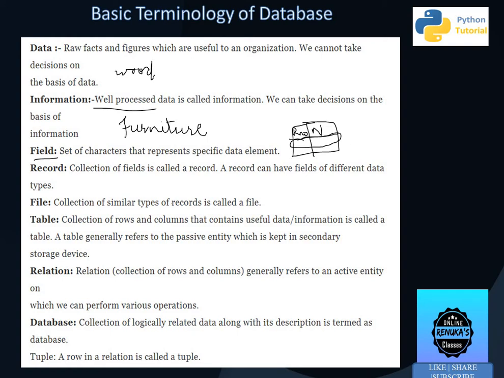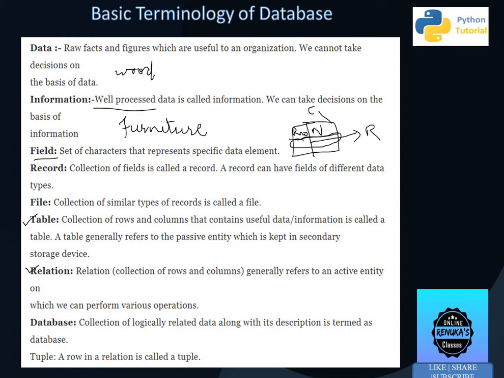Then table: a collection of rows and columns to store data or information is known as a table. When we represent our data in the form of rows and columns, these are rows and these are columns. So when we represent our data in the form of rows and columns, that is known as a table. Another name for table is relation also. Relation is another name of table.